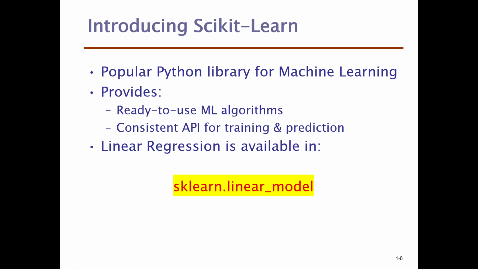Now let's start by introducing Scikit-Learn. Of course, it is the popular machine learning library for Python that we already went through, with ready-to-use machine learning algorithms. We mentioned it has a very consistent API for training and prediction. Linear regression is also available. That's our first concept here that we are going to mention.